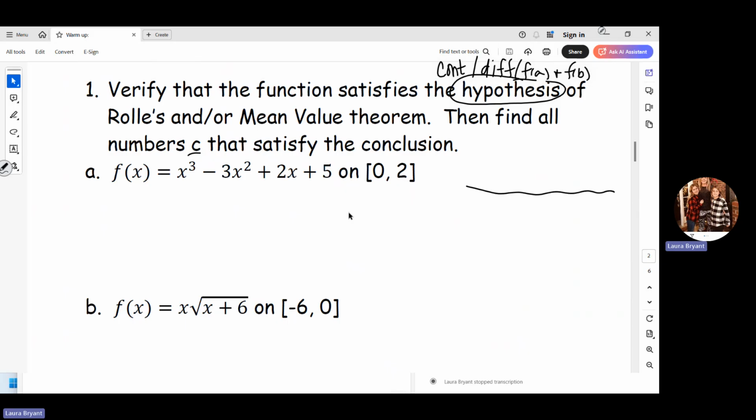Okay, so I'm going to show you all those things as we go. Quick side note before we do one of these: how do we tell if something is continuous? It's related.